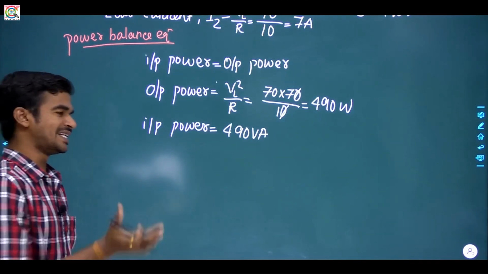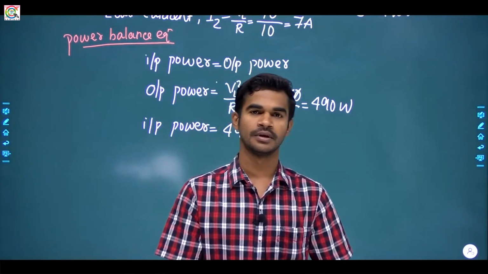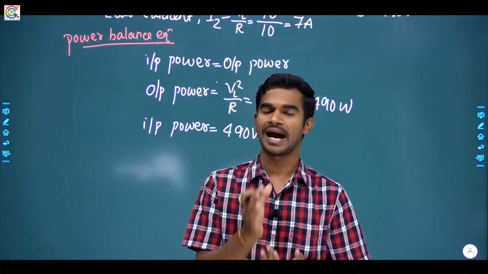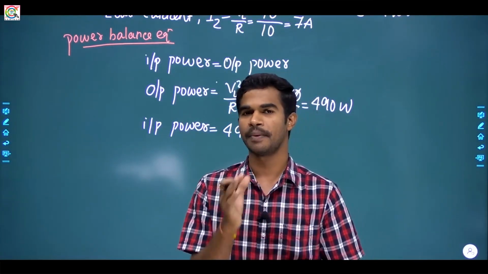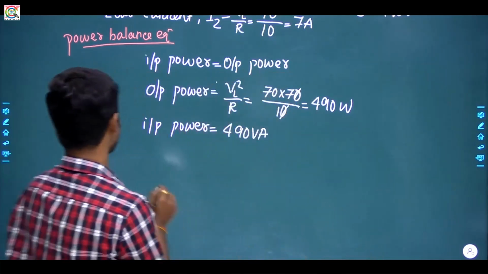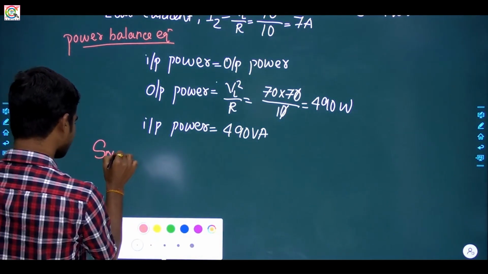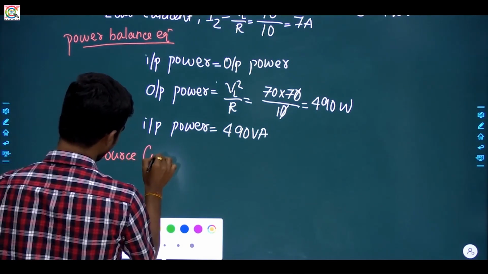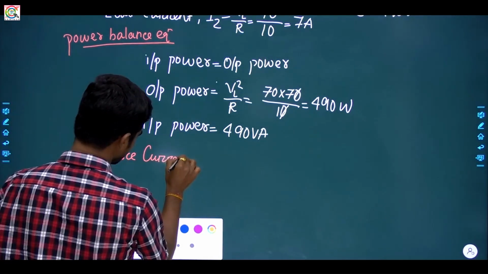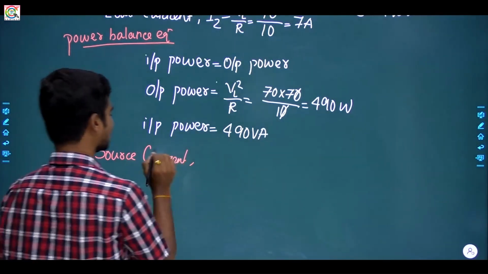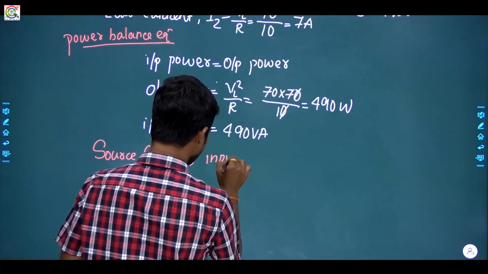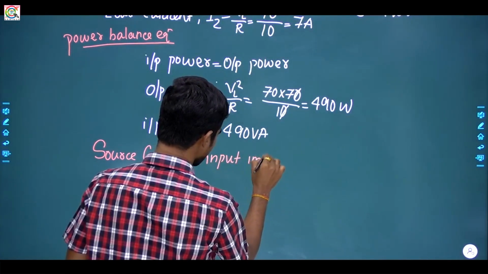And tell me what is the next data to be found? Find the source current and find the input impedance. So I have to find the source current, and second is input impedance.